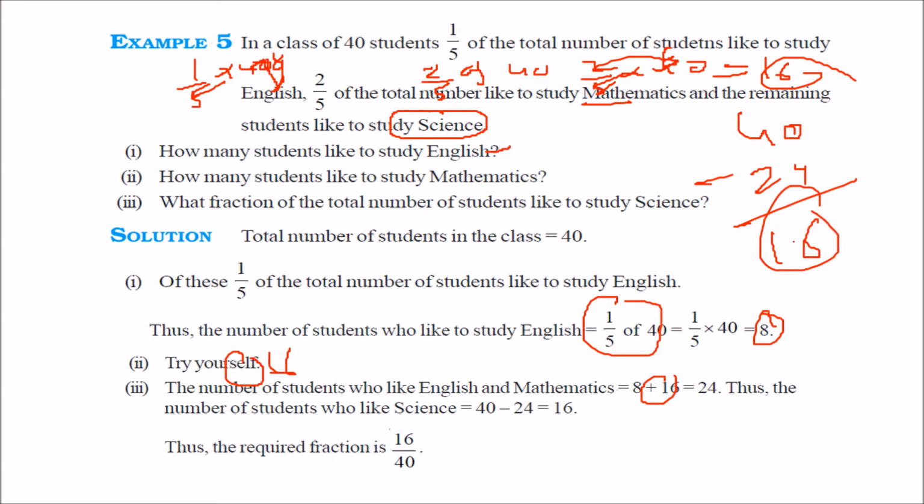So this 16, and we have to find the fraction of the total number. So 16 by total 40. This is the fraction which would like to study science.